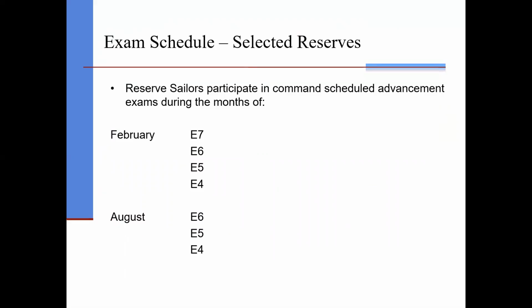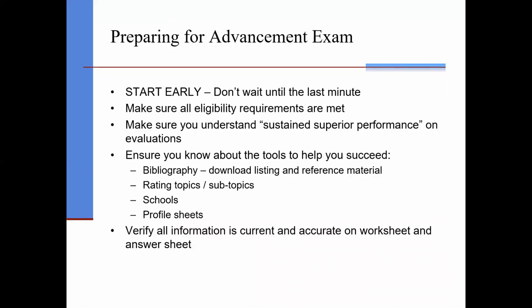Exam schedule. Selected reserves. Reserve sailors participate in the command schedule advancement exams during the months of February for E7, E6, E5, E4, and August for E6, E5, and E4. Preparing for advancement exams. Start early. Don't wait until the last minute.